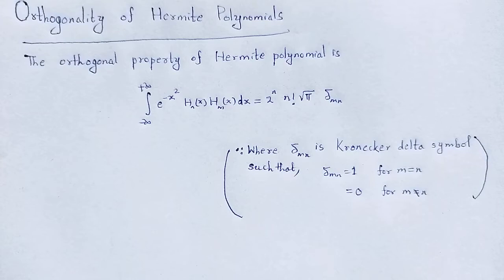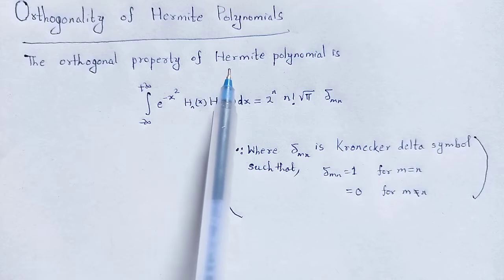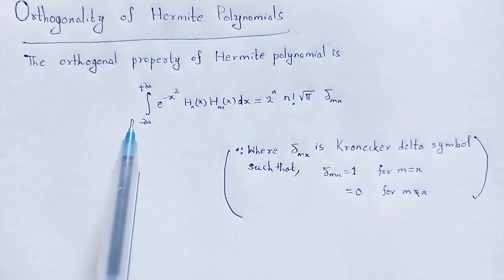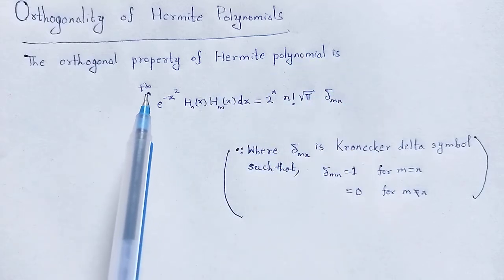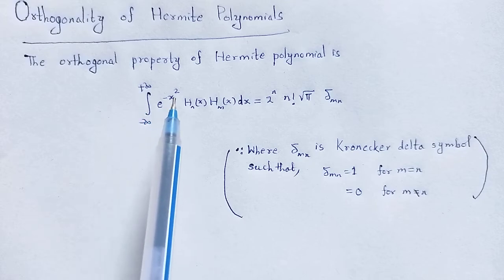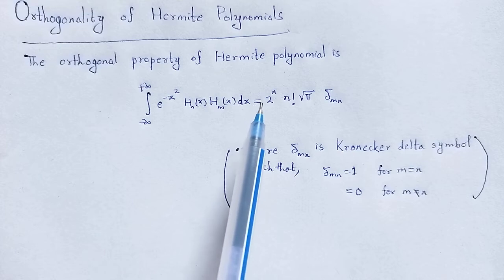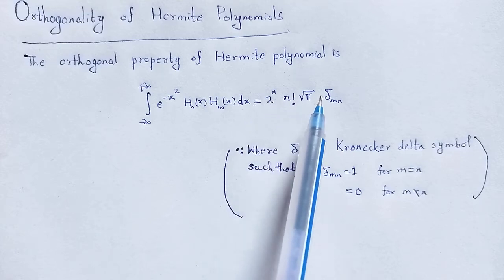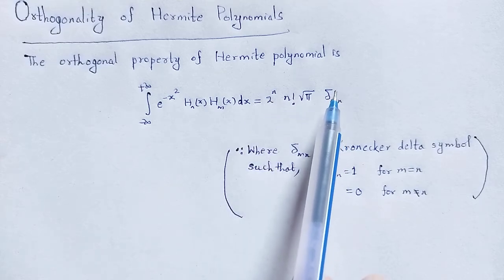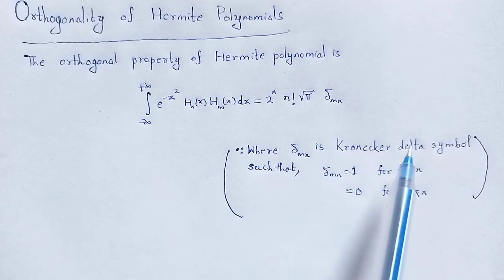In this video, we are going to discuss orthogonality of Hermite polynomials. Let's begin. The orthogonal property of Hermite polynomials is the integration over minus infinity to plus infinity of e to the power minus x square Hn(x) Hm(x) dx is equal to 2 to the power n factorial root pi delta mn, where delta mn is the Kronecker delta function.